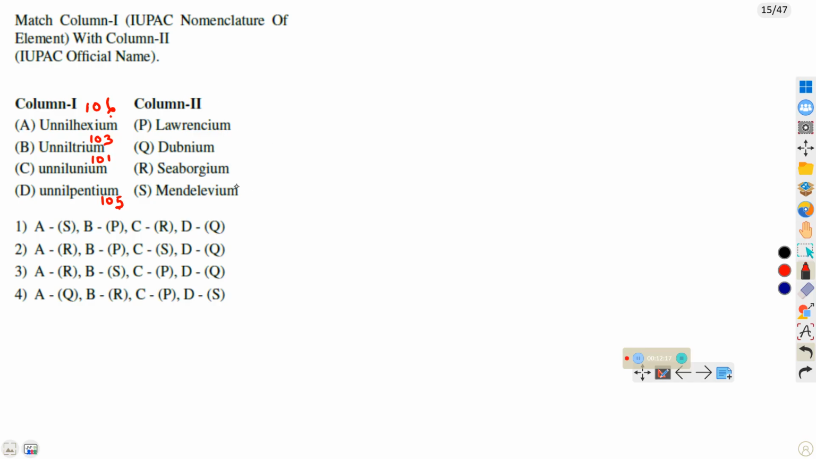106 is Seaborgium. 103 is Lawrencium. 101 is Mendelevium, and 105 is Dubnium. Now, based on this, the correct option is the second option. Correct.